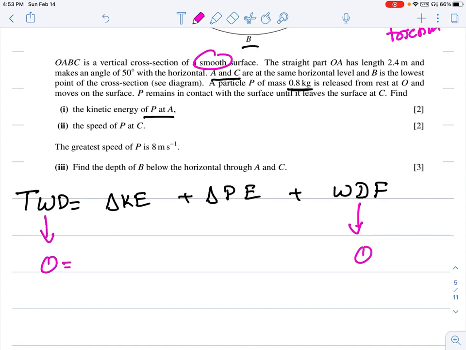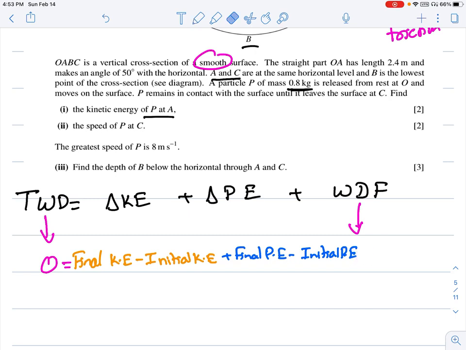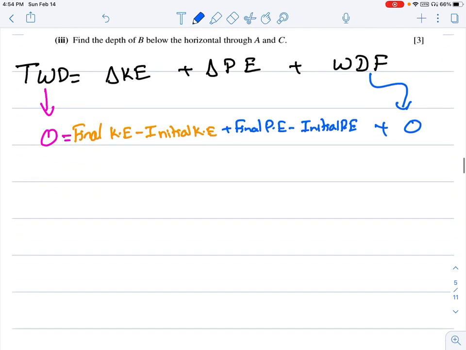So delta KE, what is the meaning of delta KE? Final kinetic energy minus initial kinetic energy. Then delta PE, what is the meaning of delta PE? Final potential energy minus initial potential energy. And work done against friction, we have just seen that its value is 0. So this is a formula. We want to know the speed of P at A.